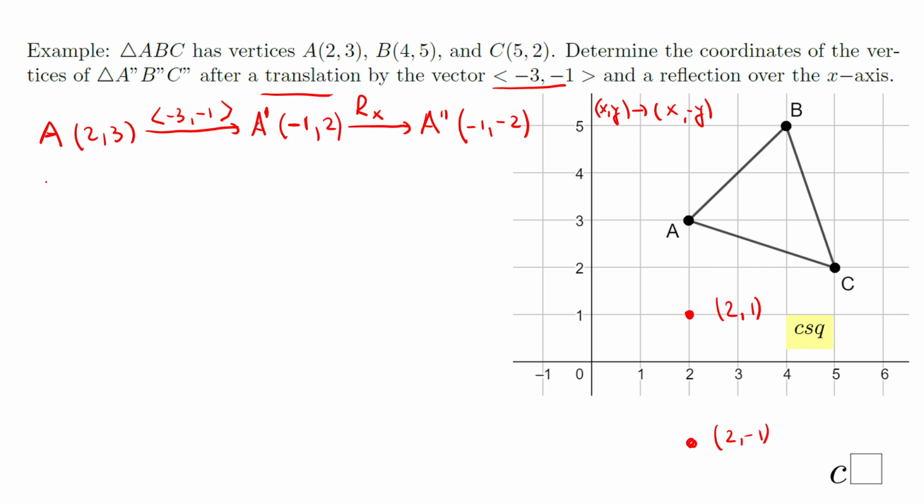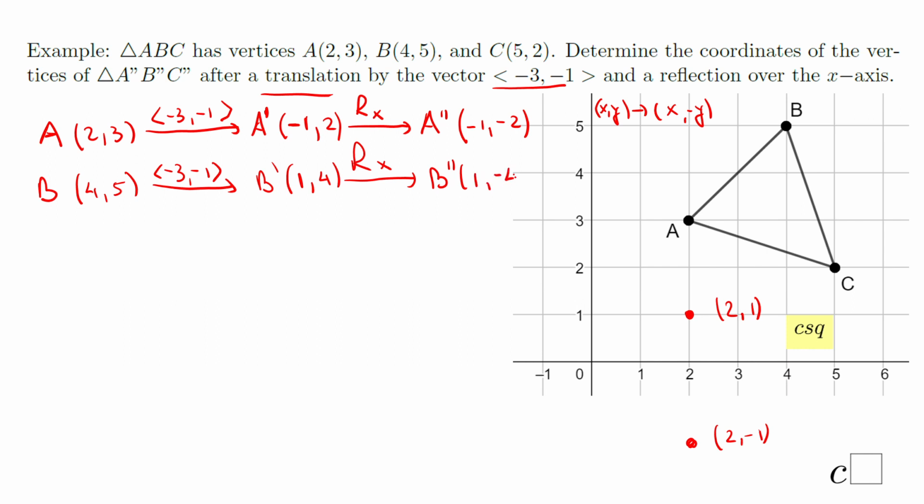Let's go to point B, and we're gonna do the same thing. We have 4 and 5, and then we have the same rule, the same vector. We're gonna subtract 3, and we get 4 minus 3, that is 1. Subtract 1, 5 minus 1, we get 4. And then we're gonna reflect it over the x-axis. If you do not remember, I put the rule right here on the right. X stays, so I get 1, y switches the sign, in this case becomes -4.